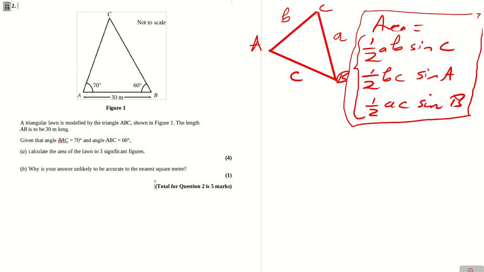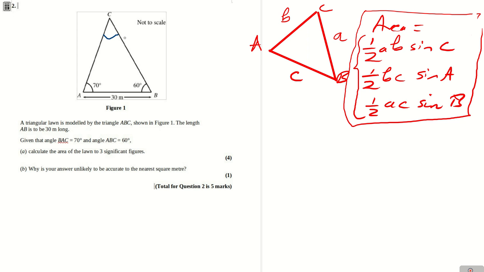So if you look at what we've got here, we've got this 30 metres along the base, and then we've got two angles, 70 and 60. But in order to use the formula a half ab sine C or a half bc sine A, in other words, a half of the product of two sides times the sine of the angle in between them, we're going to have to work out what one of the other sides is, and we're also going to need to work out what the other angle is.